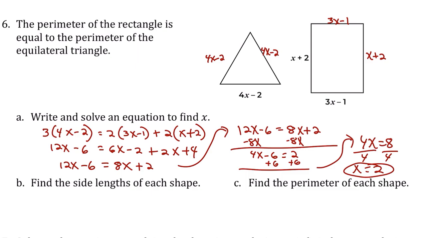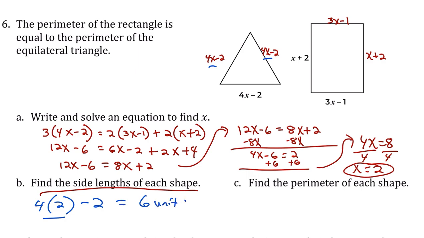All right, so we've solved for x, but now comes the fun part because it says find the side lengths of each shape. So we can take that 2 and substitute it in for our x's. So let's try to find the side length of the triangle. So for the triangle, we're going to have 4 times, we're going to put 2 in for x, so 4 times 2 minus 2, which is going to be 8 minus 2, or 6. So the length of each side of the triangle is 6 units. So I'm just going to put 6 units equals the side of the triangle.